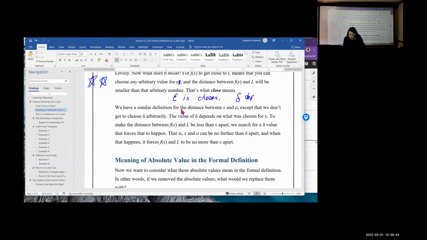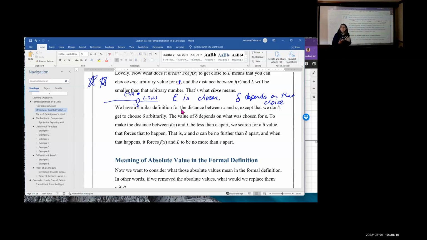Delta depends on that choice. So you will choose how close you want the y value to be to L. For example, on the last problem that we did, we had a hole at -3, and this was the y value 2, and then we had a displaced point up here at -3, 3. But the limiting value was 2. You'll choose how close you want to be to 2.